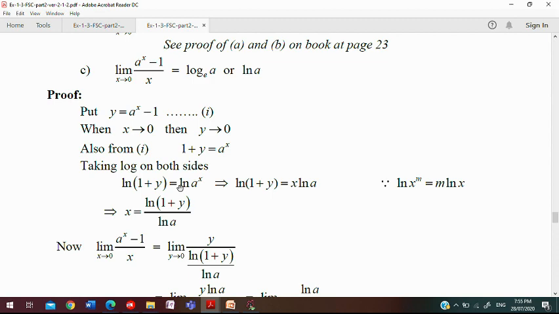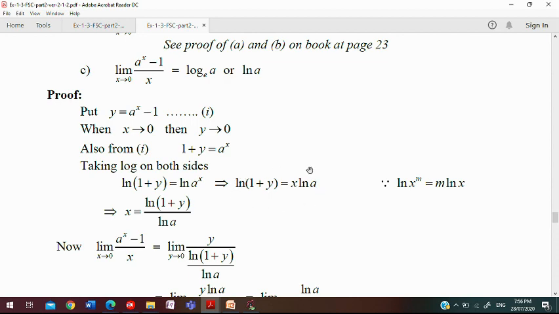So taking log on both sides, when we take the log, we have log of (1 plus y) is equal to log of a^x, and by using the property of log, this power goes to the front of the log. So log of (1 plus y) is equal to x multiplied by log of a, and this is actually the property of our log.